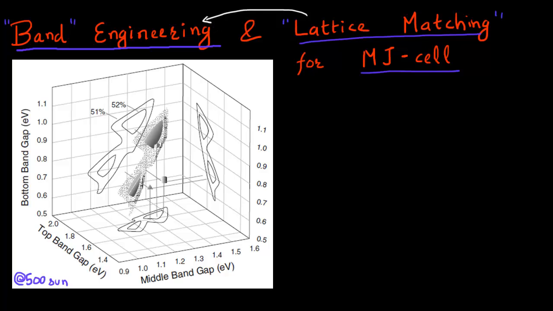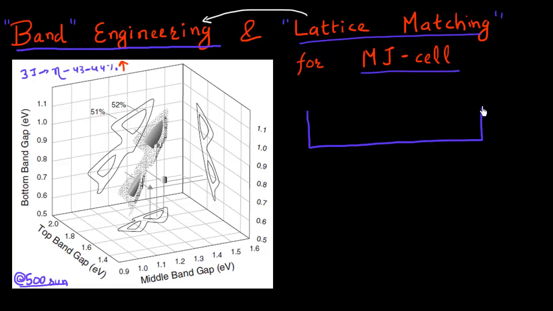So let me start with the example of three-junction multi-junction cells. And these three-junction cells are one of the highest efficiency cells that you can buy in the market. Currently, they achieve efficiencies of around 43 to 44% under a concentration of 500 or 1000 suns. And the efficiency of these multi-junction cells has been continuously rising in recent years. So if I talk about a three-junction cell, I need to find essentially three different materials.